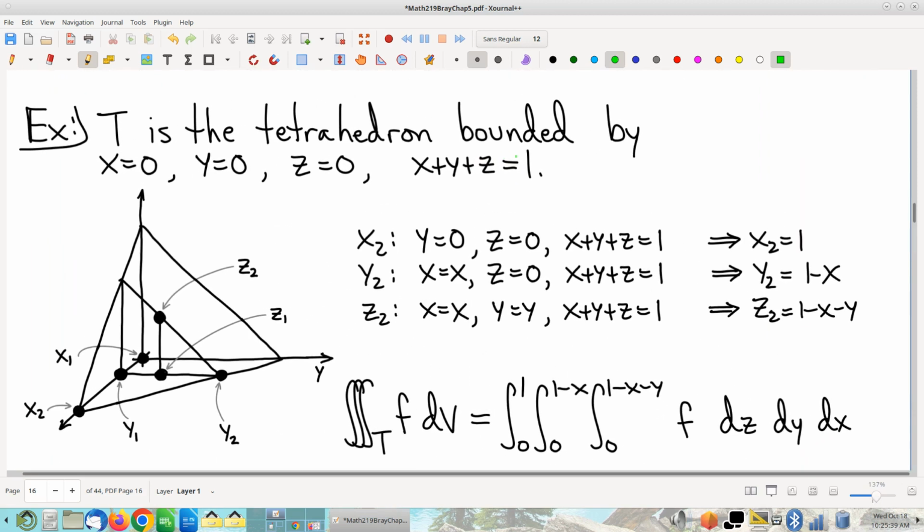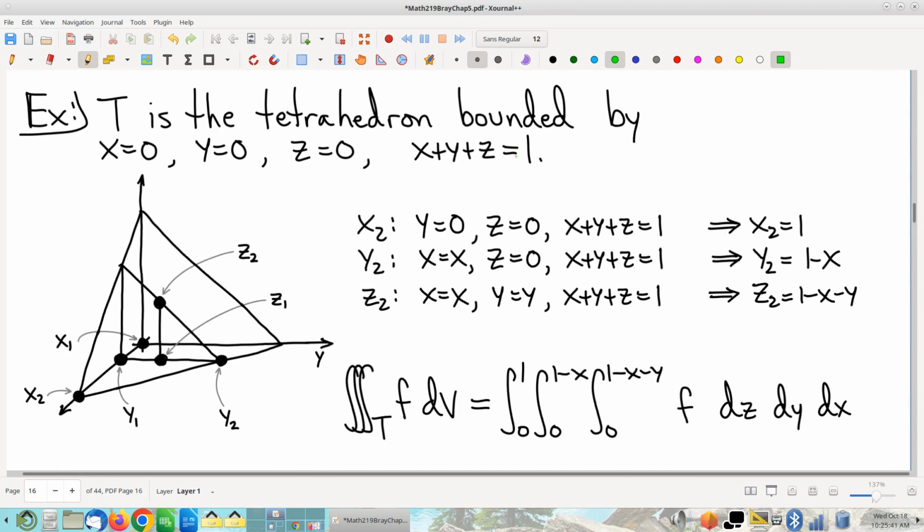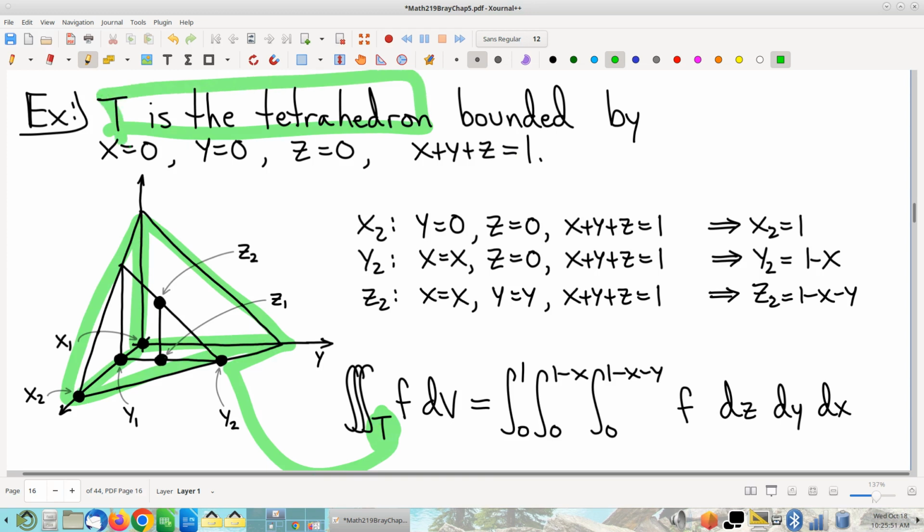Okay, there we go. Right, so we've got here for our domain for our triple integral, this tetrahedron. And it's a tetrahedron that's bounded by various surfaces. Note the equations of the surfaces are given in this case. Every question's different, obviously.